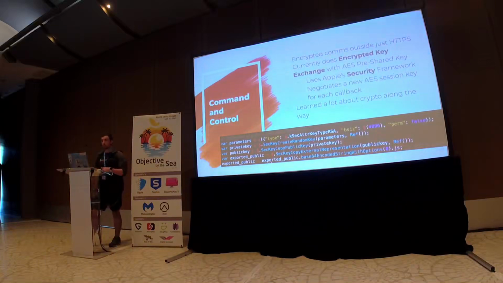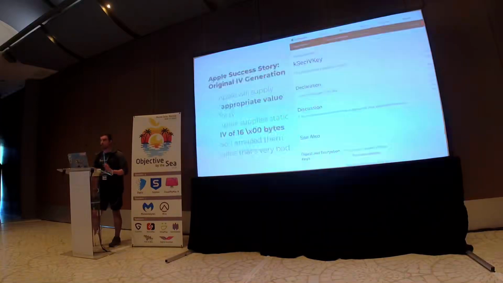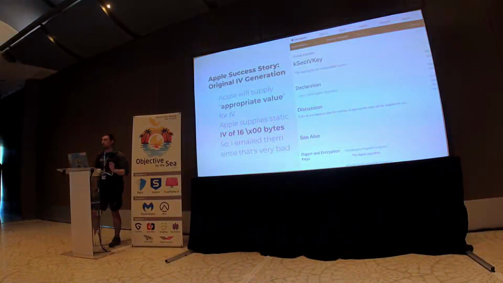You have to be very explicit in how you do the encrypted key exchange and anything security related within JavaScript for automation, because you have to do all these crazy long function calls and parameters and all this gross stuff. I learned a lot of things along the way, as well as something kind of interesting. So I call this a win, but it's Apple, so take it with a grain of salt.